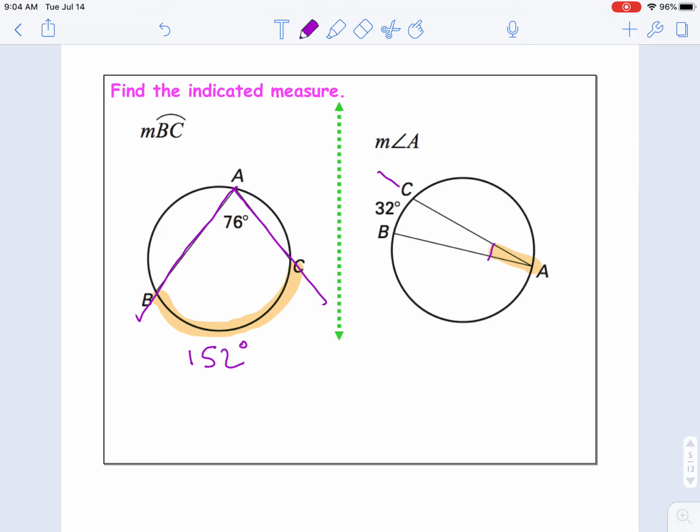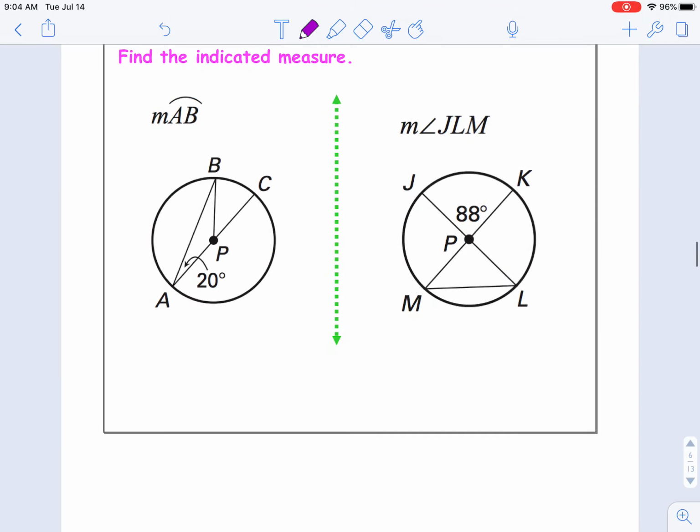Okay, now we want to find the measure of angle A. We want to find this angle measure right here. Well, we can see that that angle is an inscribed angle because it's on the circle itself. And so arc CB is twice as big as that angle, or the angle is half as big, so that will be 16 degrees. Okay, let's try a few more.